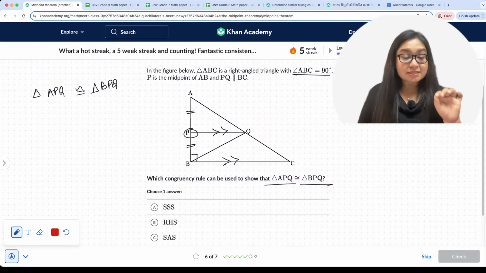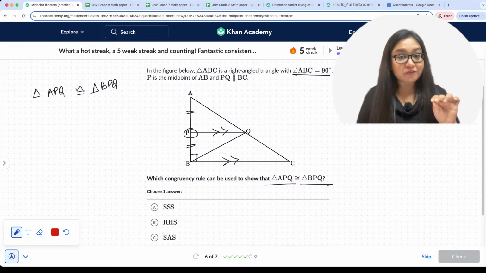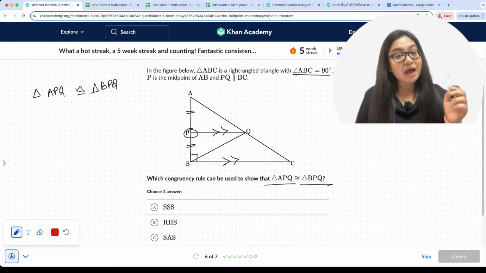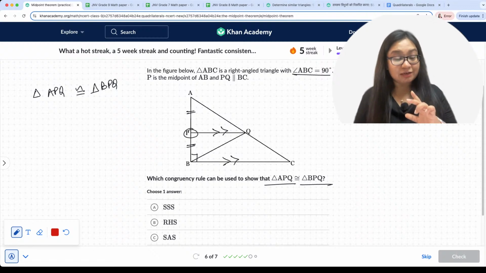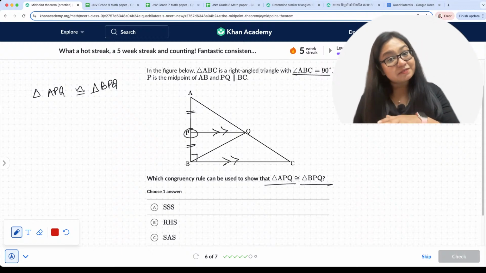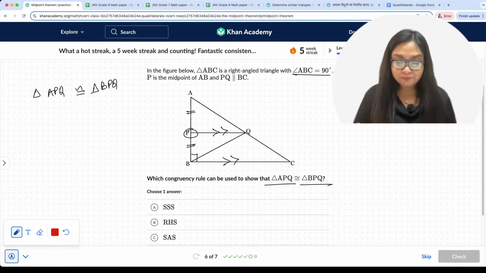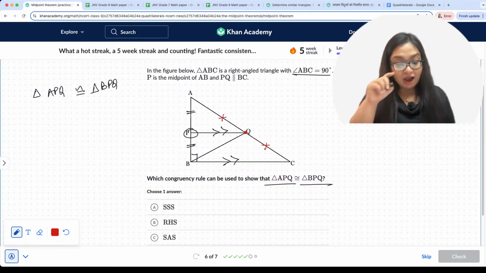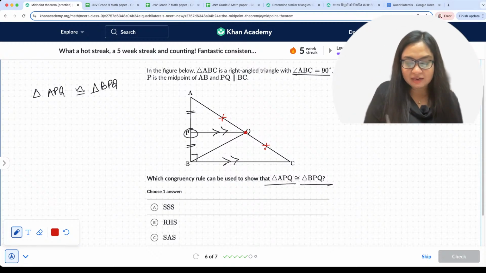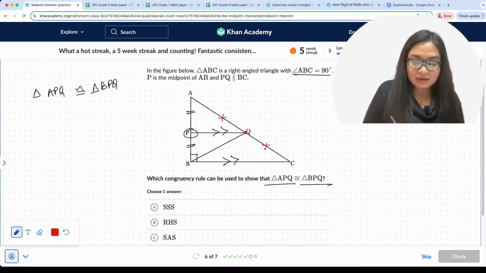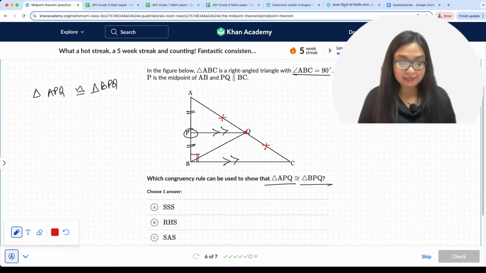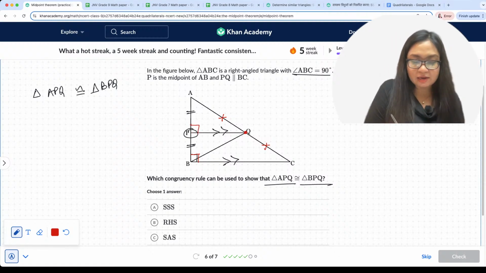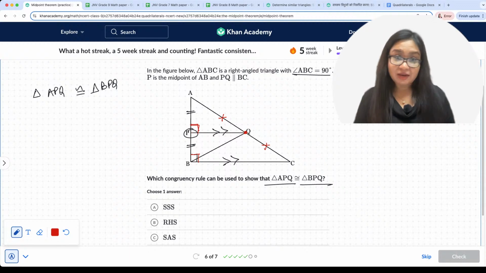The line starting from the midpoint of a side and parallel to another side of a triangle is going to cut the third side of the triangle at its midpoint, right? So Q will be the midpoint here. That is the first thing, that means AQ equal to QC. Also here we have PQ parallel to BC, right? So if angle ABC is 90 degrees, then angle APQ will also be 90 degrees, right?